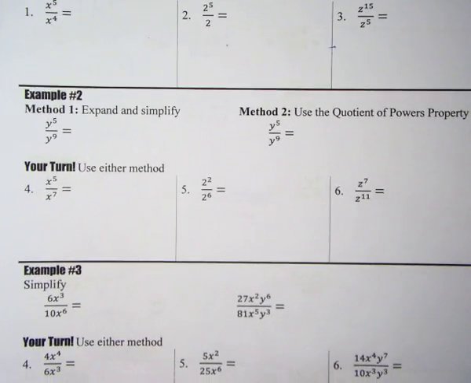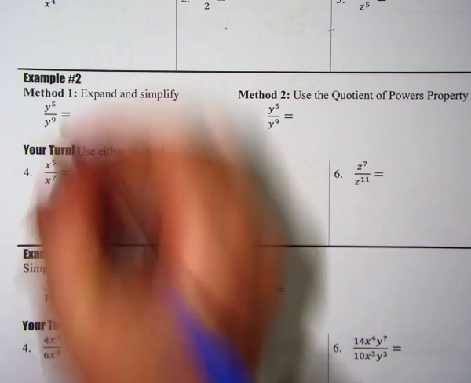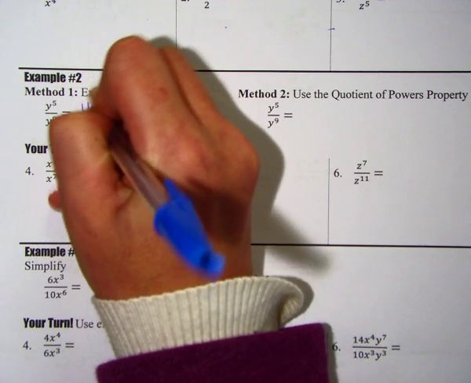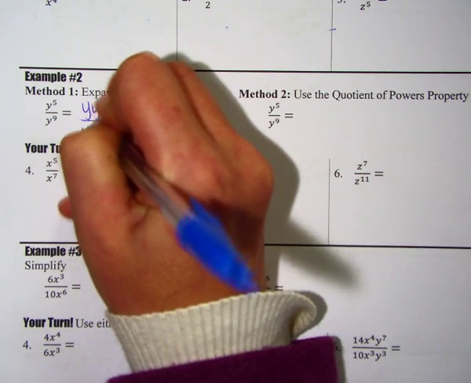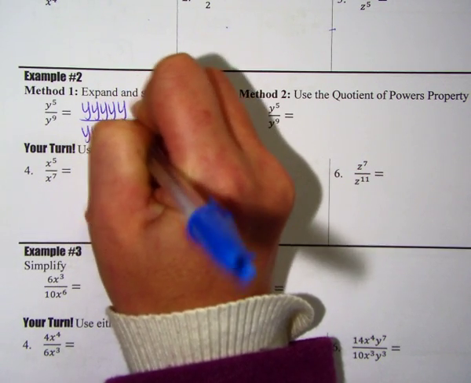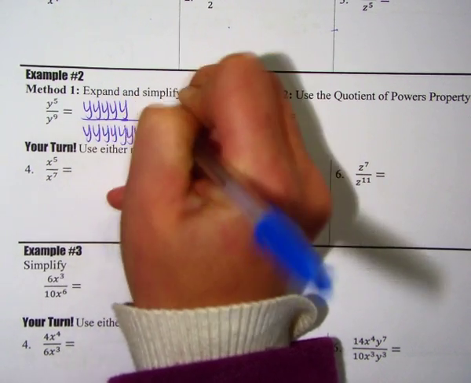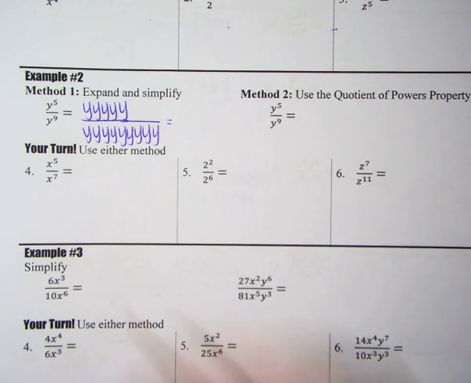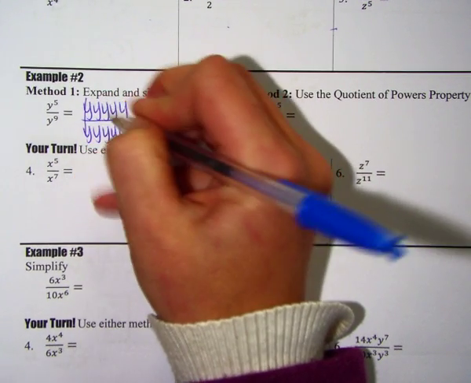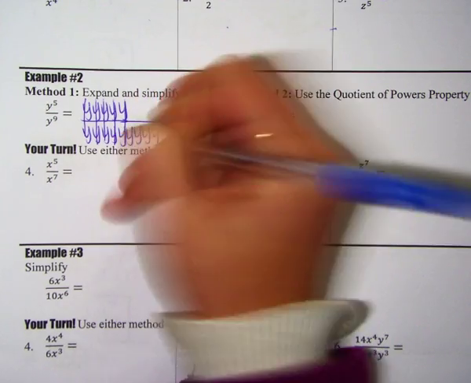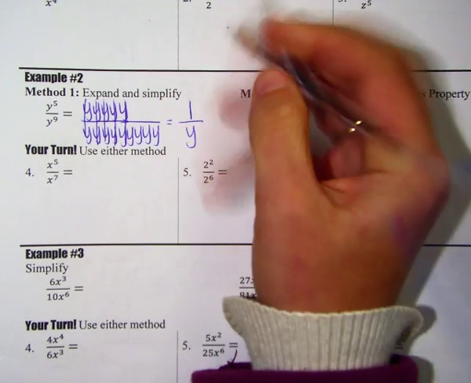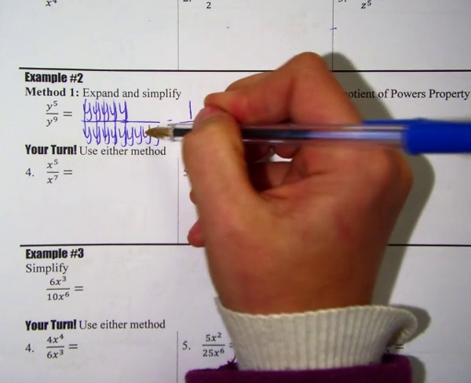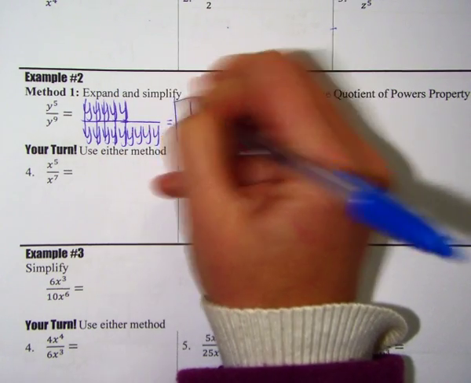Taking a look at example 2, this says y to the 5th, I'm going to expand it, y to the 9th, and cross off anything divided by itself. I'm left with nothing in the numerator, so really 1 divided by y to the 1, 2, 3, 4th power.